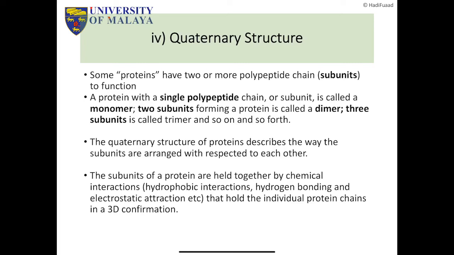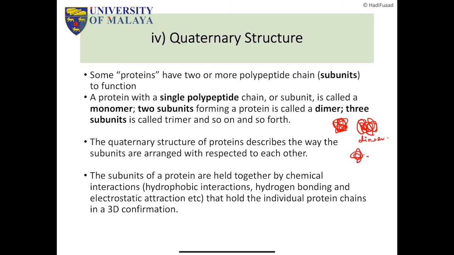Moving on to the quaternary structure. Some proteins have two or more polypeptide chains or subunits to function. A protein with a single polypeptide chain or subunit is called a monomer. A protein that has two subunits is called a dimer, three subunits a trimer, and so on and so forth. So it follows the chemistry naming. If you only have one polypeptide, you call it a monomeric protein. If you have two polypeptides, they don't have to be identical, you call it a dimeric protein.